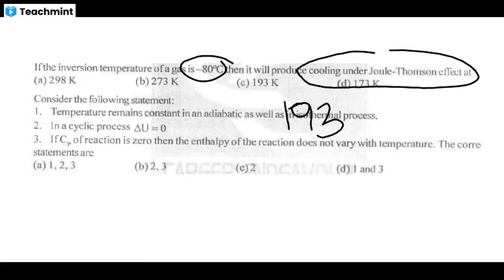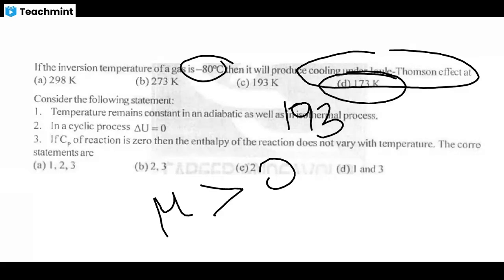When cooling happens, the Joule-Thomson coefficient mu is greater than 0. Then only cooling happens, meaning the temperature should be below the inversion temperature. We already saw in the morning class how cooling happens. The Joule-Thomson effect means expansion. If you see the first video, you can understand better.